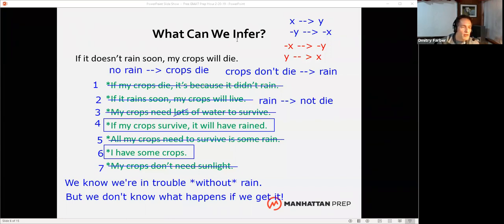We know that breathing is necessary to survival. Like, you know that, for instance, if I don't breathe, I'll die. So you know that if I'm still alive, I must be breathing, right?